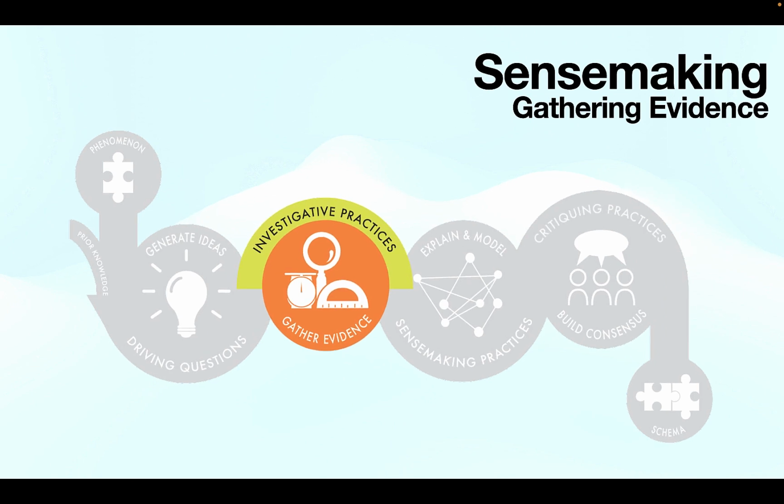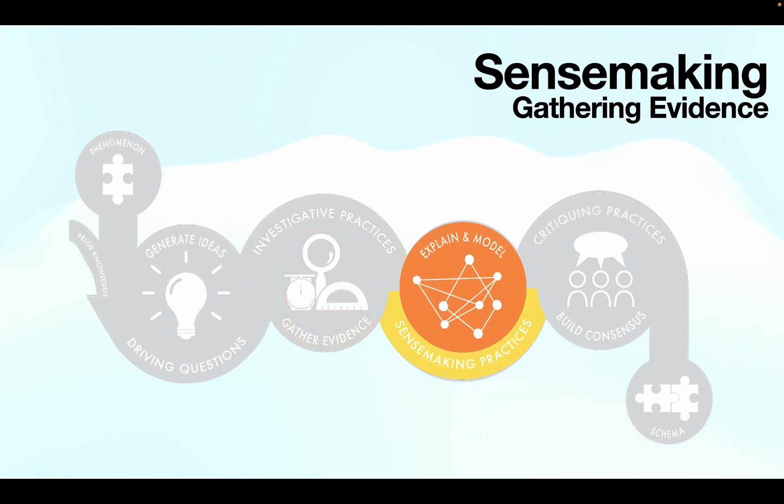Once the class feels they have enough evidence, you will move on to revising your initial model and/or arguing from evidence. This is part 3 of sensemaking, explaining, and modeling.